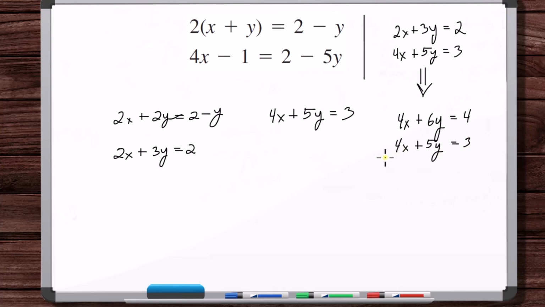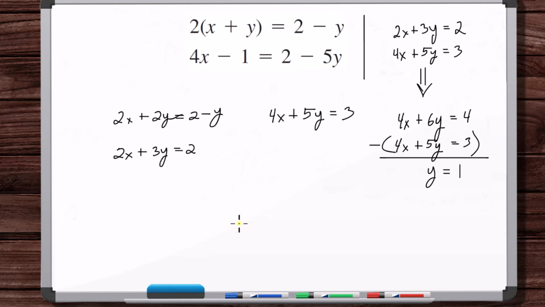And now let's subtract these two. So we'll do minus. 4x minus 4x is 0. 6y minus 5y is y. 4 minus 3 is 1. Okay, so y is equal to 1. Now we just plug y is equal to 1 into either of these equations and solve for x.